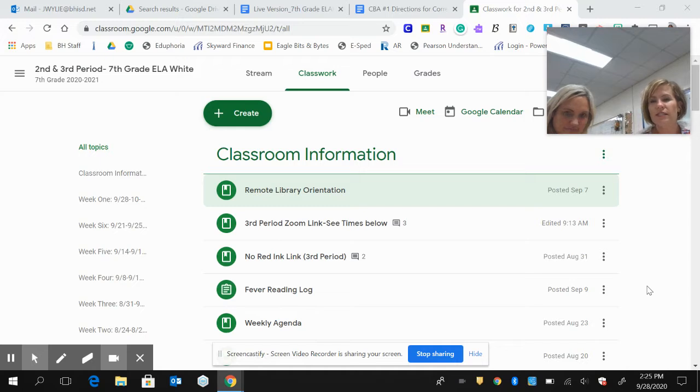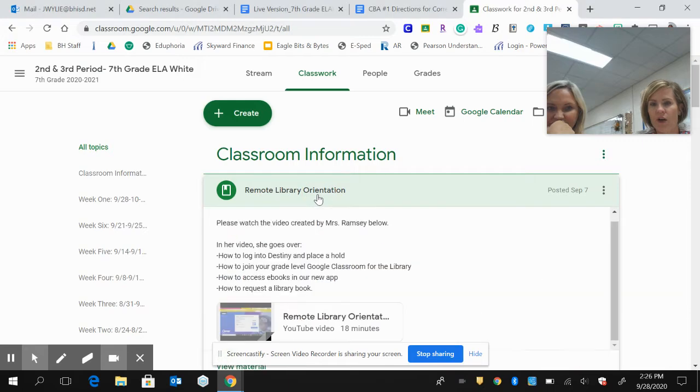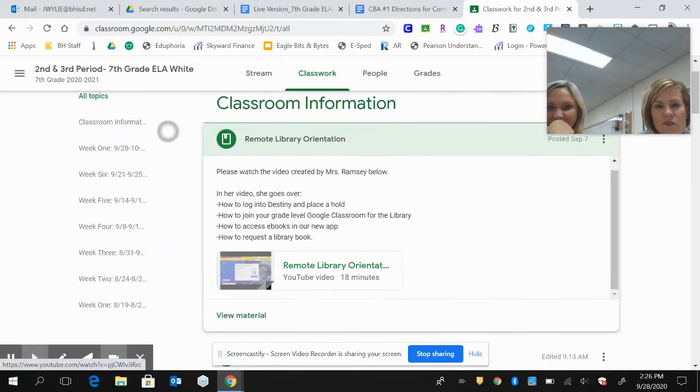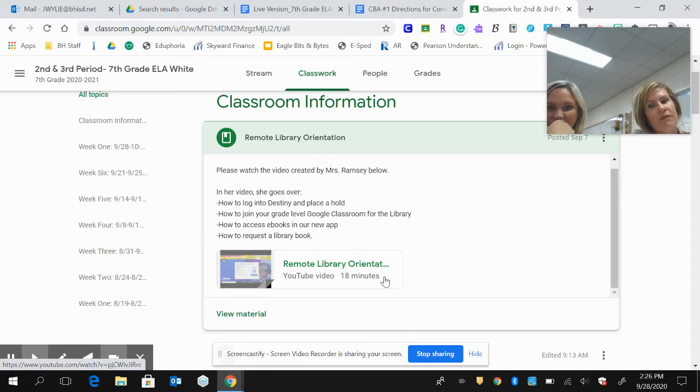As you can see on the screen, this is the remote classroom, and it is under classwork. You need to look under classroom information, then remote library orientation. So you click under classwork, and then classroom information, and then remote library orientation. You click on it, and please make sure that you look at that. It's an 18-minute video, but let me explain why this is important.